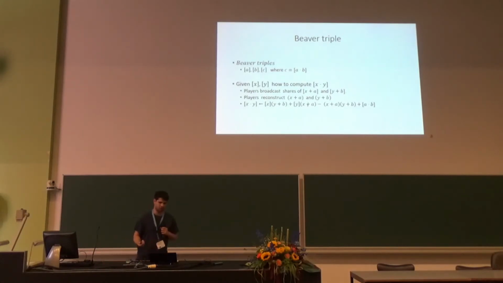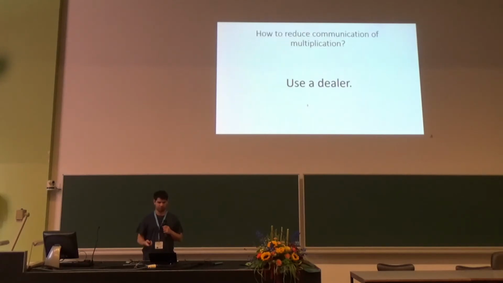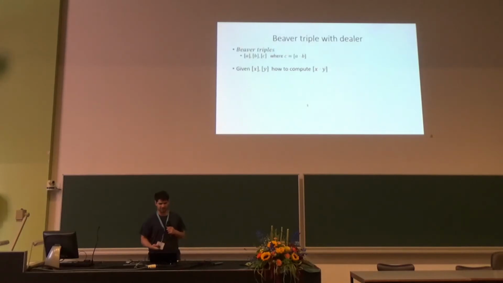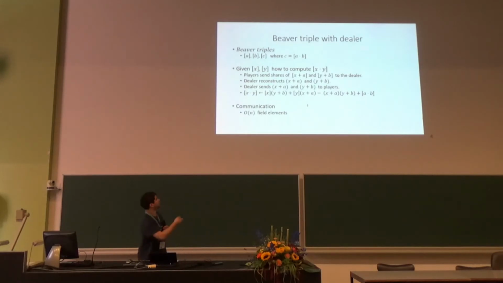Of course, everybody broadcasting values is kind of expensive. So what we can do is reduce the communication by just using a dealer. The dealer is somebody who's responsible for getting a value and sharing it. It's the same thing, but instead of broadcasting, they're just sending everything to the dealer. If we're doing this using additive secret sharing, it's going to be communication of order n field elements because the dealer is going to share X plus A and Y plus B.